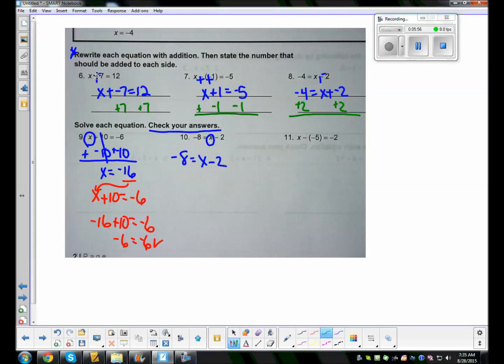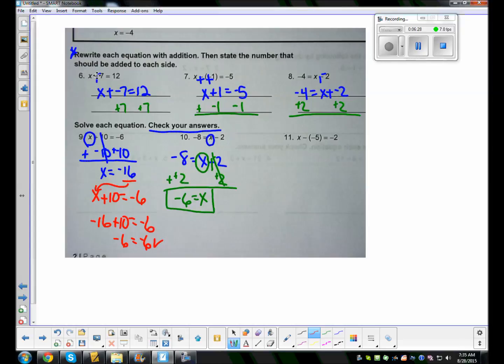I'm going to change it to an addition problem by adding the opposite. So I have negative 8 equals x plus negative 2. My variable is x, so I'm going to add the opposite to both sides. So I have a positive 2 that's going to make that go to 0, and a positive 2. Negative 8 plus 2 is negative 6. Negative 6 equals x.